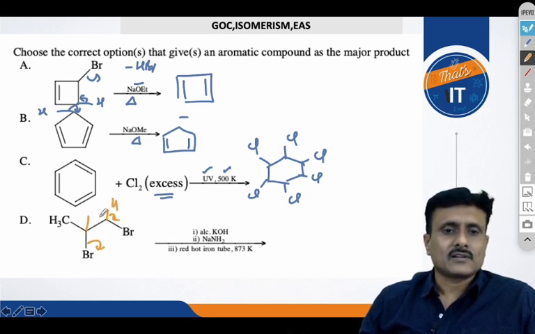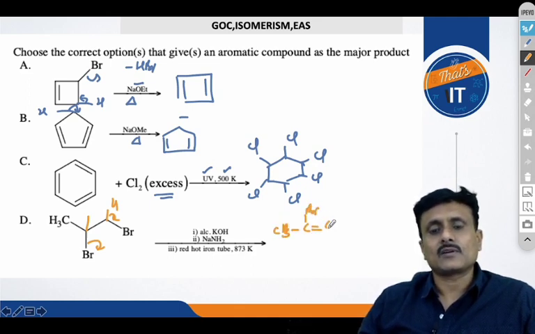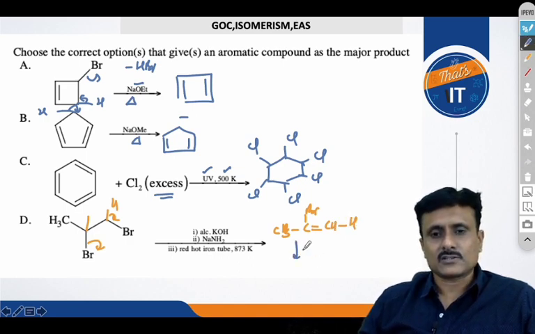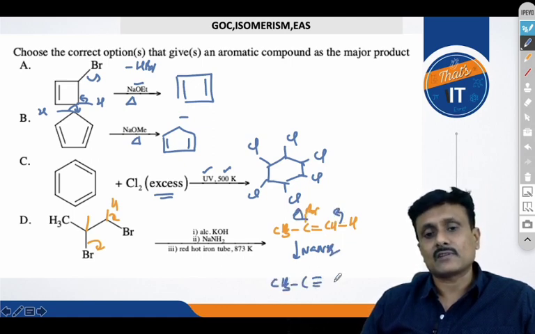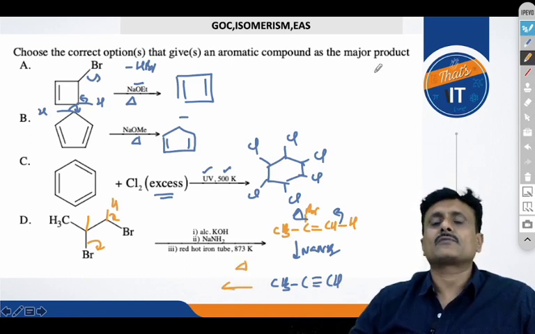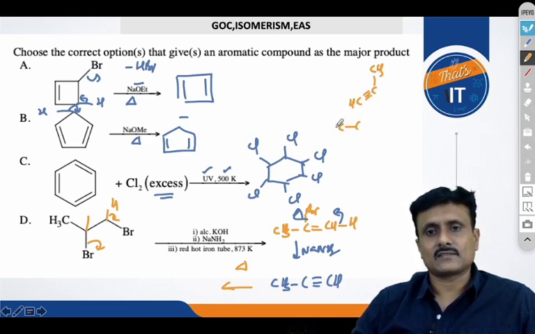And when you are using NaNH2, that means what? Initially you will be getting what? CH3, CBr, double bond CH2. Then in the next step, when you are using a stronger base NaNH2, the HBr goes and you will be getting CH3, C triple bond CH. And you know how to write the product pertaining to this, right? I have told you already that if you are given any such question, you must solve it like this.